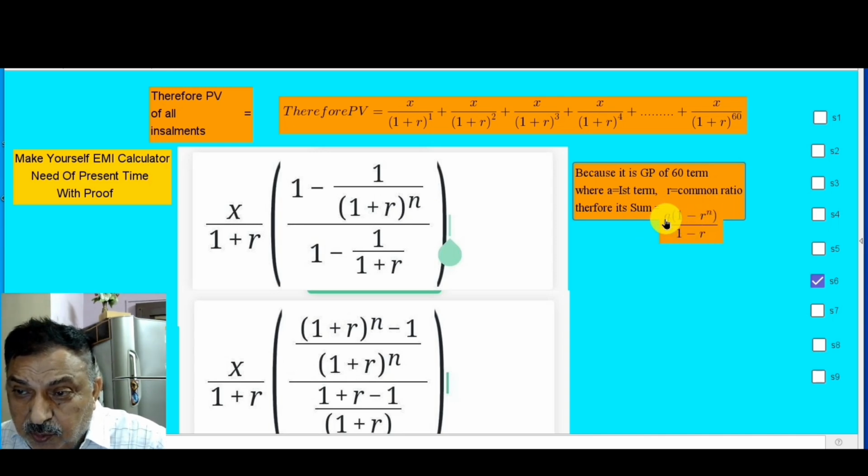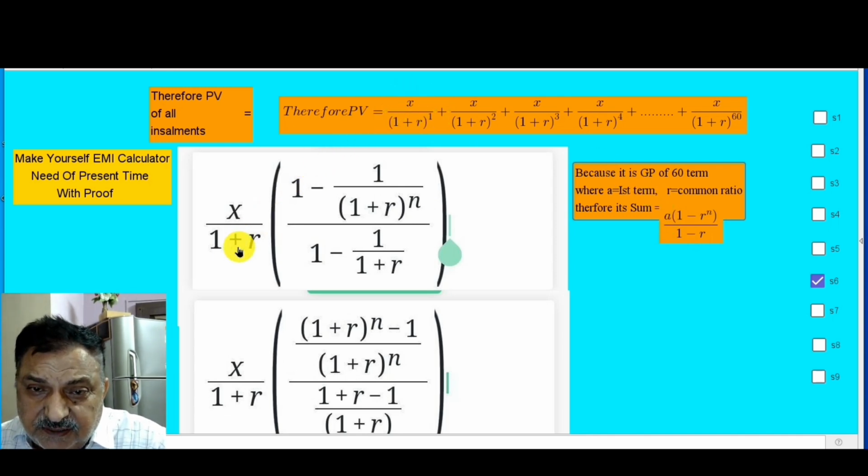This is the formula. First of all, we use A. A means the first term, and the first term is this, into 1 minus the common ratio, and it is power n, upon 1 minus the common ratio. Therefore, we have used this GP formula to calculate the sum of all present values of the 60 installments. Now this is the main reason.